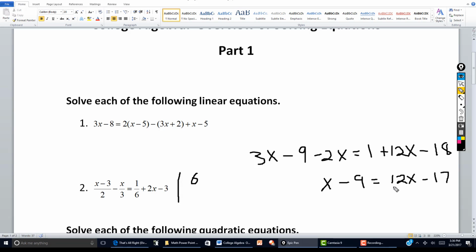now we try to isolate the x's. So I'm going to add a negative 12x here to cancel this term and do the same thing on the other side. So x and a minus 12x is a minus 11x. Okay, and I get a minus 9. These cancel out, 12x and a minus 12x cancel out. I'm left with a minus 17.